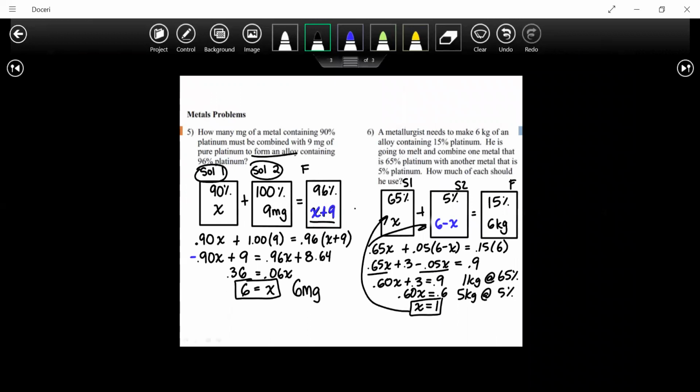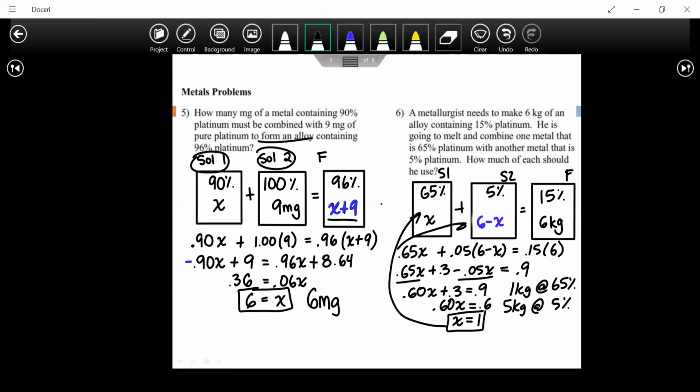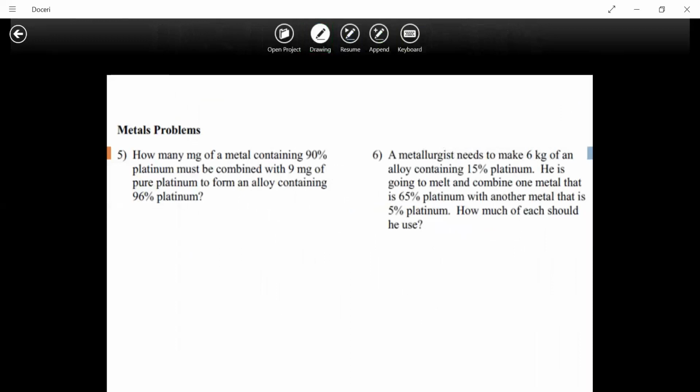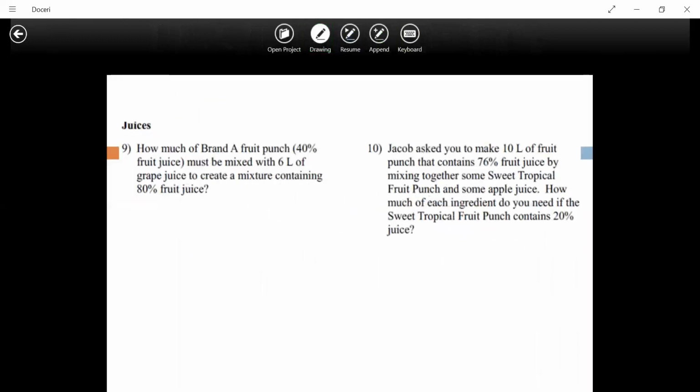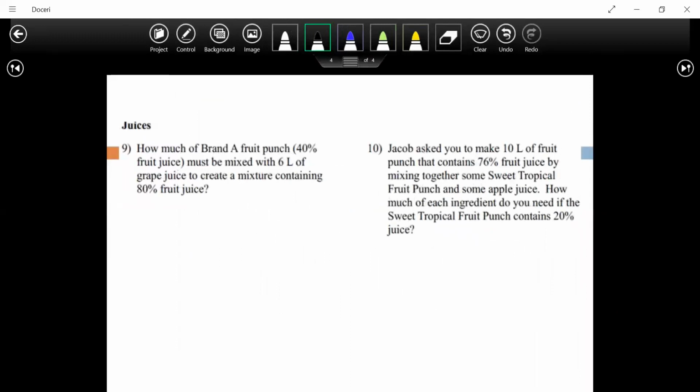So somewhat different. Let's go ahead and look at the next set of problems. I'll hold up on the chemistry ones because I think you guys are reliving bad memories. Let's not do that. Okay, let's look at number 9.